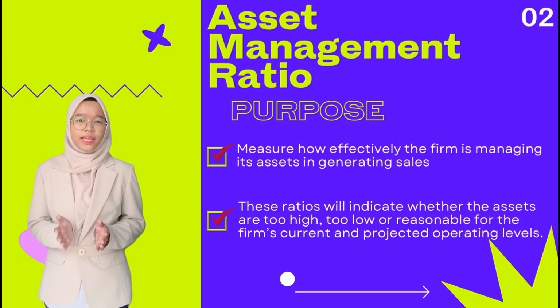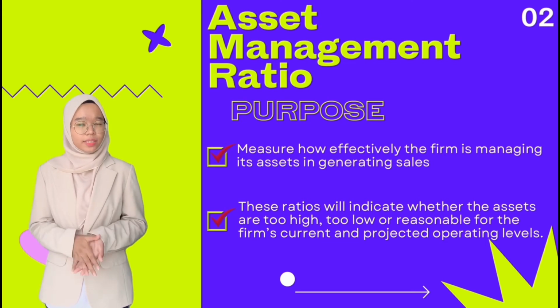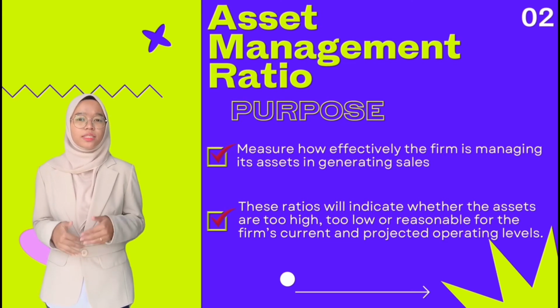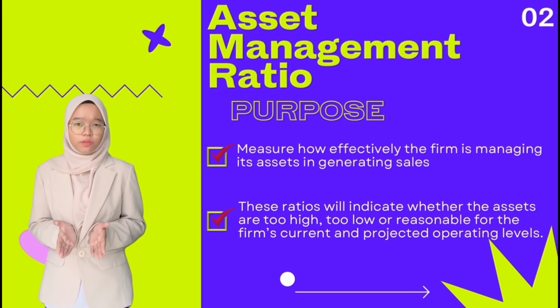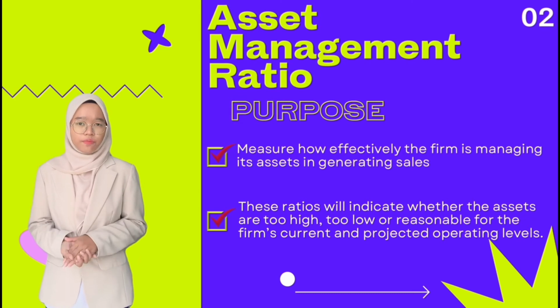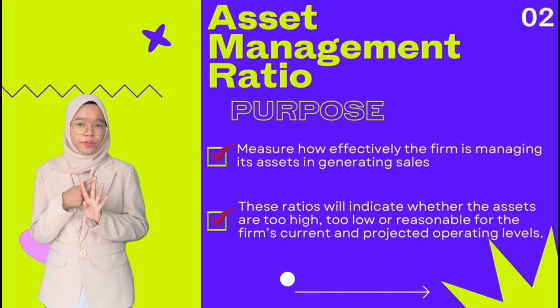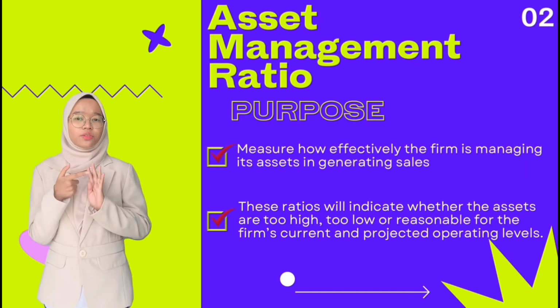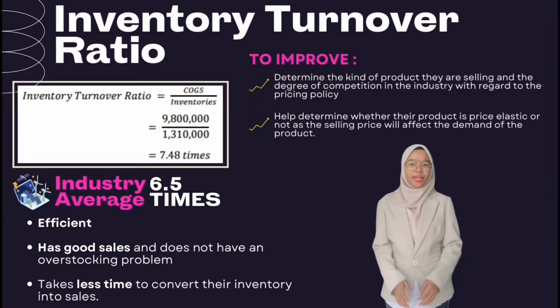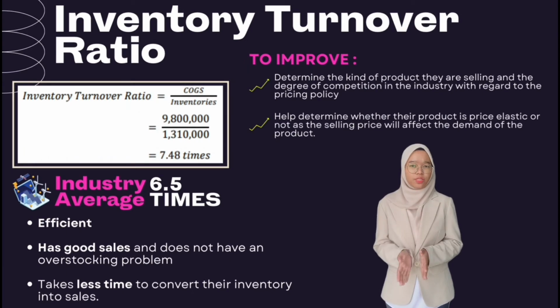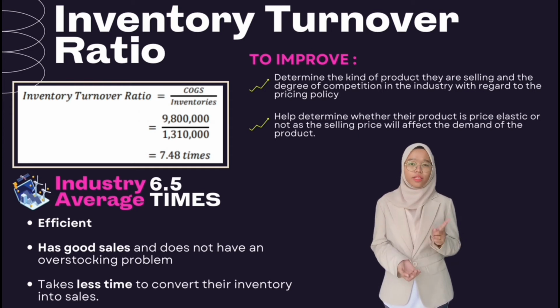The purpose of the asset management ratio is to measure how effectively the firm is managing its assets in generating sales. They show the amount of sales generated for every dollar of asset investment. It includes 4 ratios: the inventory turnover ratio, average collection period, non-current assets turnover, and total assets turnover. Hikmat Bakti Berhad's inventory turnover ratio of 7.48 times is above the industry average, which is 6.5 times. It indicates that the company is efficient, has good sales, and does not have an overstocking problem, therefore it takes less time to convert the inventory into sales.